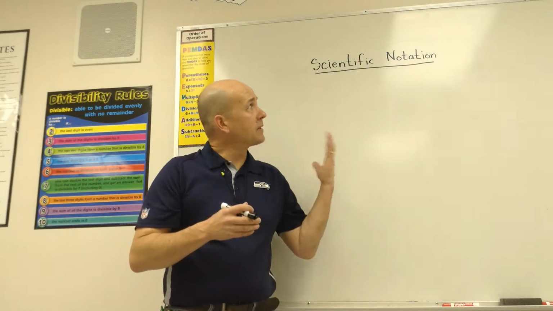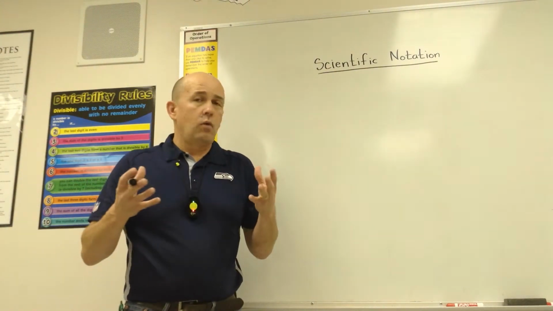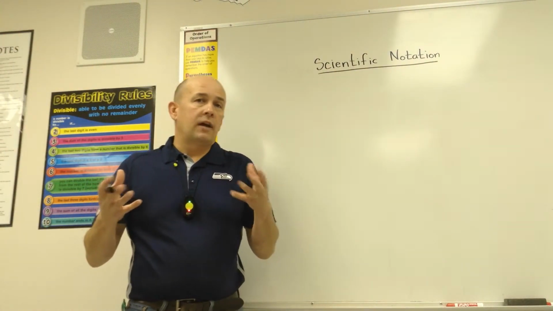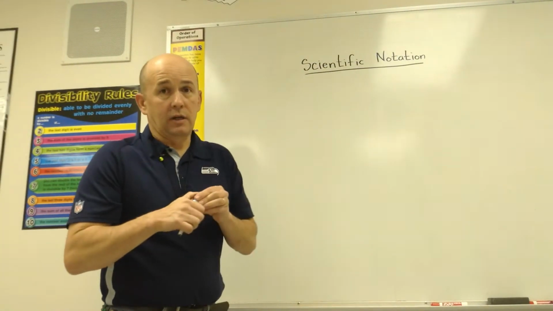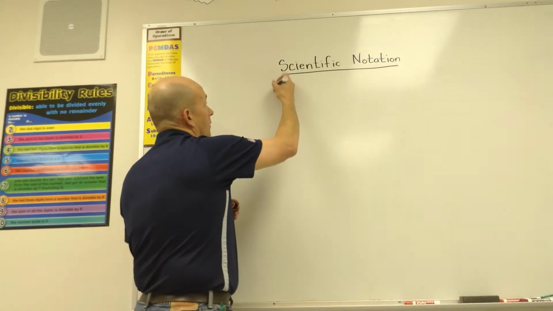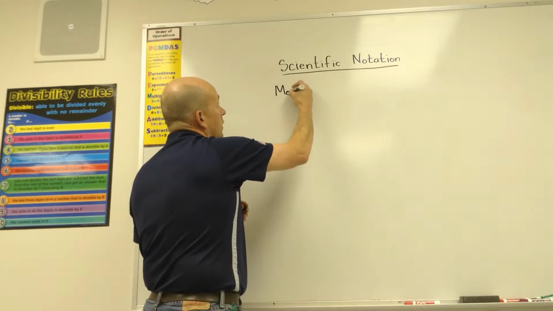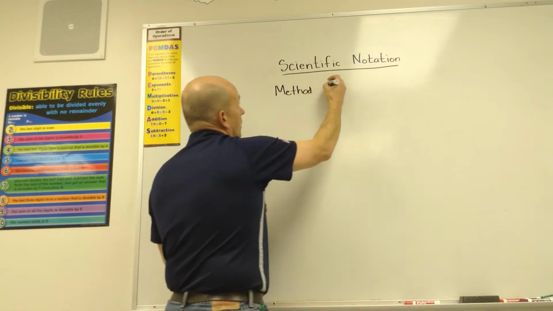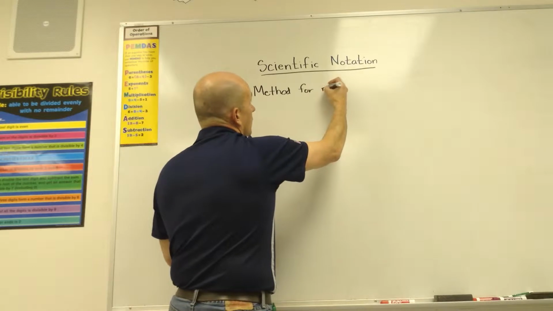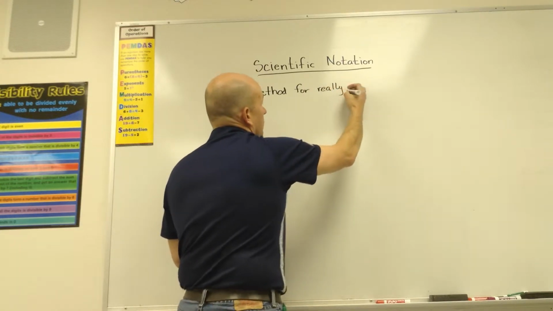Today I'm going to talk to you a little bit about scientific notation. First of all, what is scientific notation? Scientific notation, in a nutshell, is just a method for writing really, really large numbers or really, really small numbers.